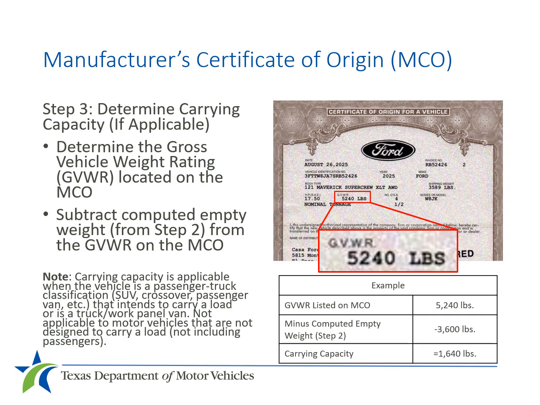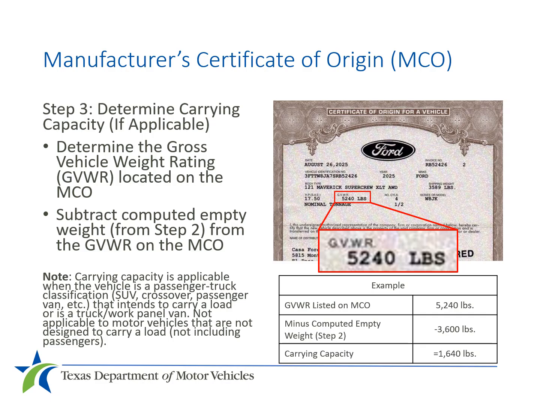In this example, the vehicle will be required to be classified as a passenger truck and supply a carrying capacity, since they are stating they will be carrying a load. If a carrying capacity is not applicable, you will use the empty weight computed in step 2 on your transaction. If a carrying capacity is applicable, you will proceed to step 3 to determine the carrying capacity. To determine the carrying capacity, you will need to first determine the gross vehicle weight rating listed on the MCO. Once that's determined, you will then subtract the empty weight computed in step 2 from that gross weight on the MCO, and you will get the carrying capacity.